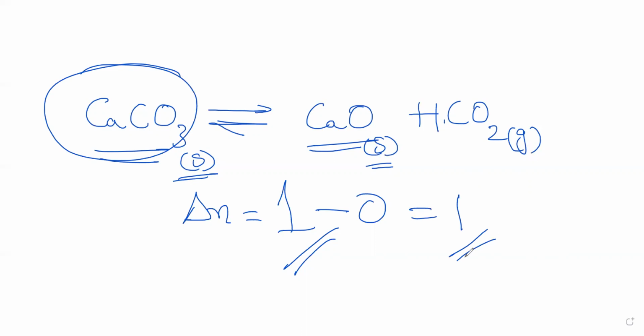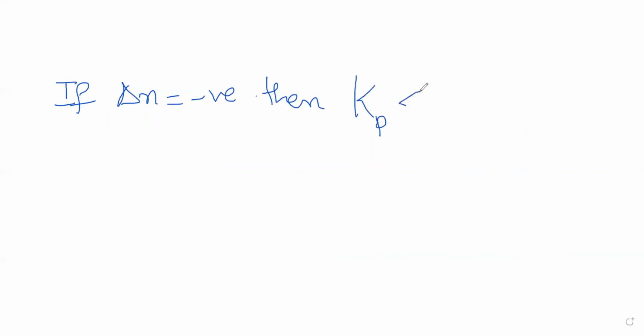Clear, everyone? Yes, sir. Very good. Now let us move on. If delta n is negative, then Kp is less than Kc. So for which reactions is Kp less than Kc? If you get delta n as negative, then you get Kp less than Kc.